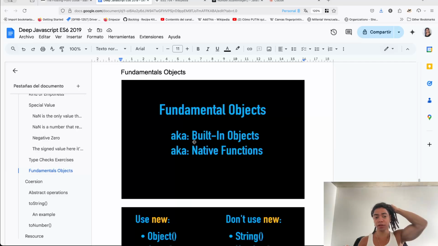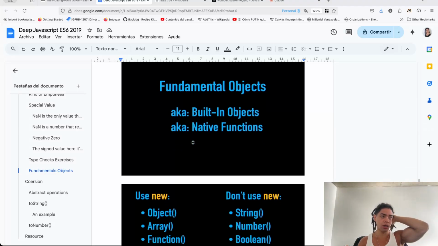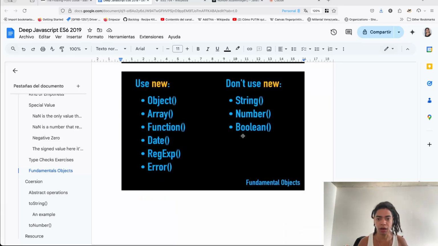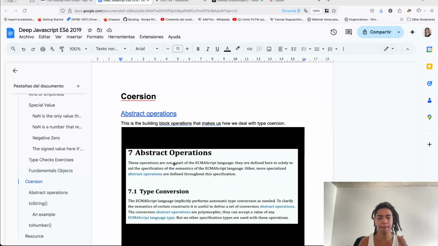And then some fundamental objects, which are the built-in objects in the language that we use with new and don't use with new. Anything that we don't use with new is String, Boolean, and Number, but the rest we do. So for example, Map, Set, Object, Array, Date. Booleans you don't use new with, and Math, for example.